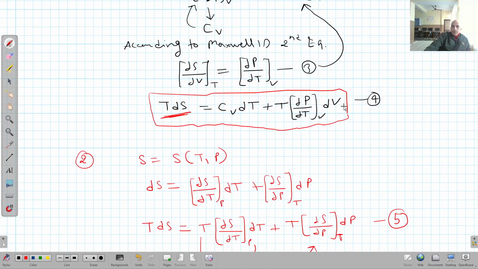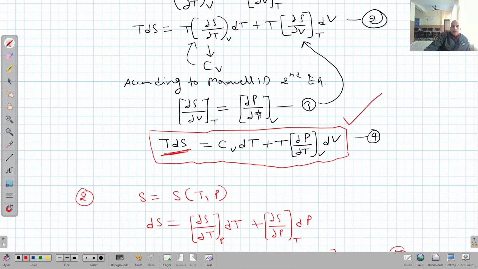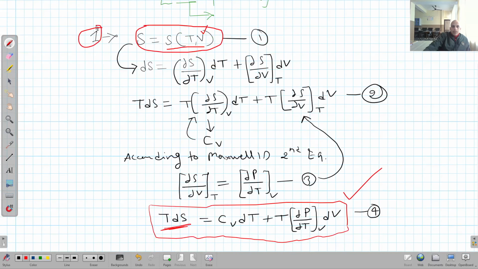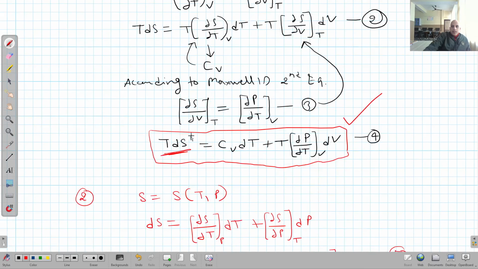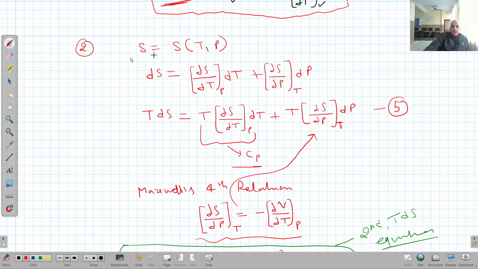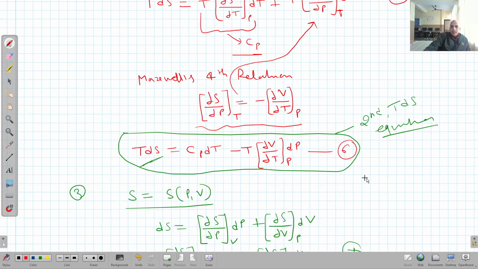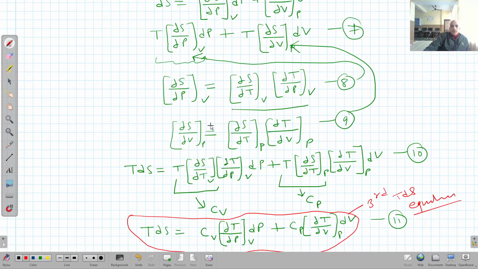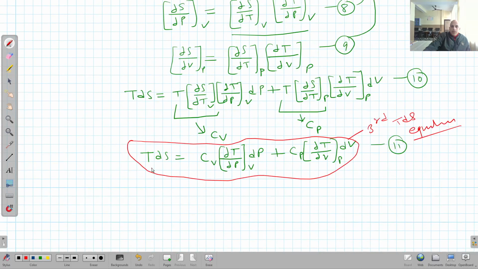This was the first one. Clear? Right? We derived it by considering S as a function of temperature and volume. This was the first equation derivation. Then we derived the second one by considering S as a function of temperature and pressure. This is the second equation. Similarly, we derived the third one by considering entropy S as a function of pressure and volume. Clear? The same approach is followed in all three cases, and then we got this equation.